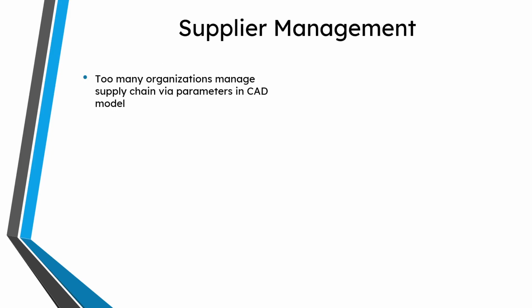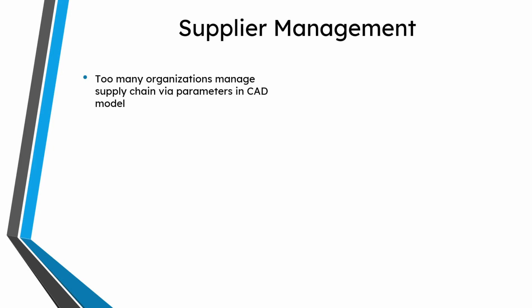All right, let's talk about supplier management. And one of the big mistakes that I see with CAD data management is that a lot of organizations track too much information related to the supply chain within the CAD models themselves. So for example, within a CAD model, they might have a parameter for whether something is bought or made. That's not too bad. But a lot of times within the CAD model, they will also have parameters for the name of the manufacturer, the name of the vendor, the manufacturer part number, the vendor part number, all sorts of information that really aren't suitable for being managed within CAD.